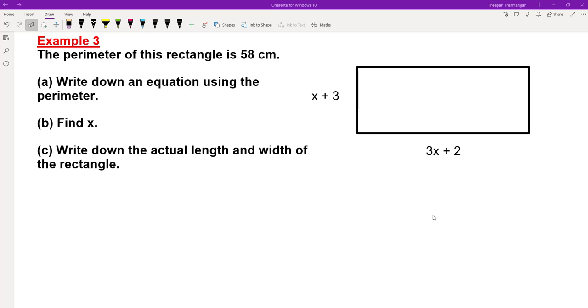In this video, we're going to look at solving applied questions involving linear equations. So let's take this example. The perimeter of this rectangle is 58 centimeters. Write down an equation using the perimeter.